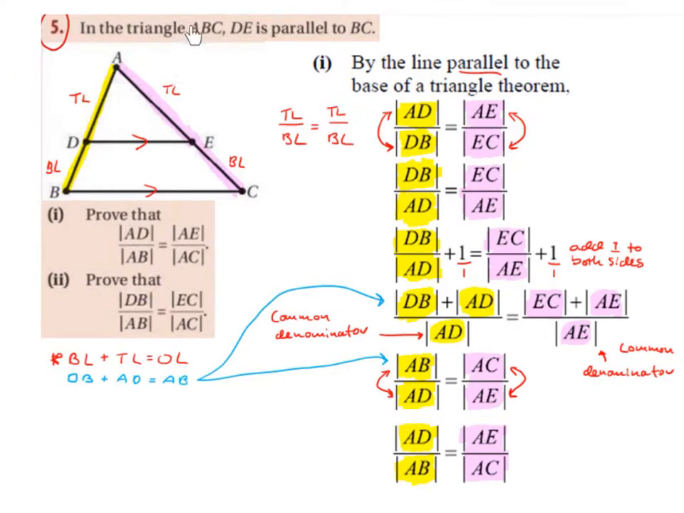In the triangle ABC, DE is parallel to BC. Part 1. Prove that AD over AB is equal to AE over AC.